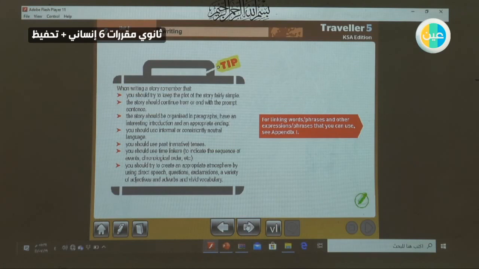When you are writing a short story, remember that you should try to keep the plot of the story simple. Don't make it complicated. The story should continue from or end with the prompt sentence. The story should be organized in paragraphs: one paragraph for the introduction, two paragraphs or more for the main part, and another paragraph for the conclusion. You should use past tenses. Remember, we said past simple and past progressive. We call them narrative tenses. You should use time linkers. Go back to the time linkers that we covered in this lesson. And you should try to create an appropriate atmosphere by using direct speech, questions, a variety of adjectives and adverbs, and vivid vocabulary.